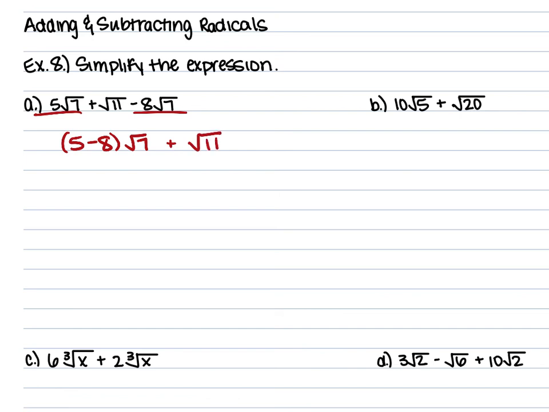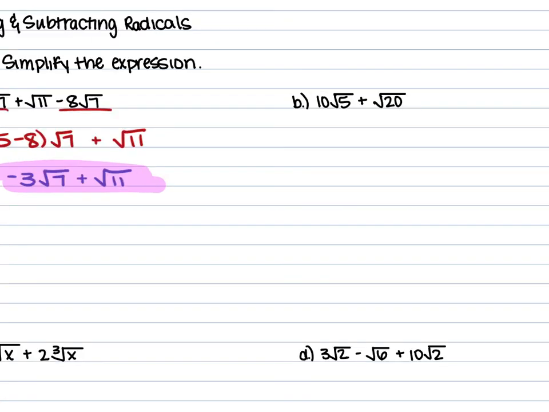So 5 minus 8 is negative 3. Keep it attached to the square root of 7 and add the square root of 11 to it. You can't do anything else with this since those radicals are not the same, so you leave it just like you see it. For example B, we have 10 square root 5 plus the square root of 20.